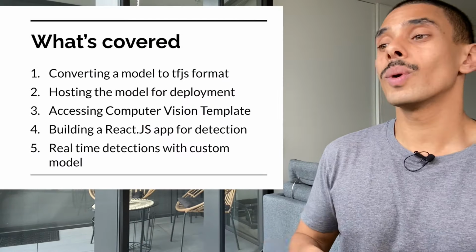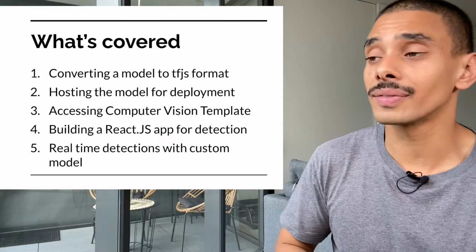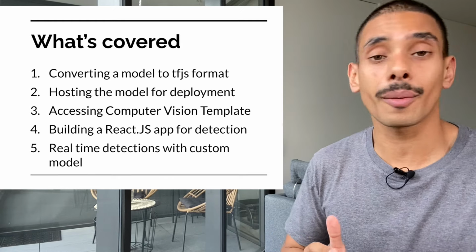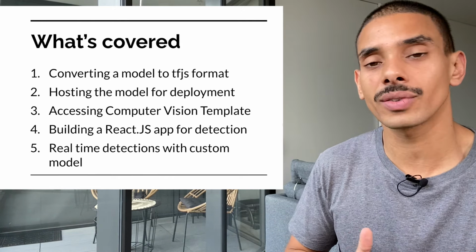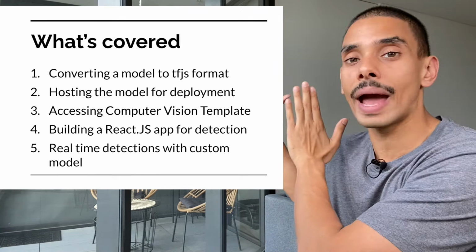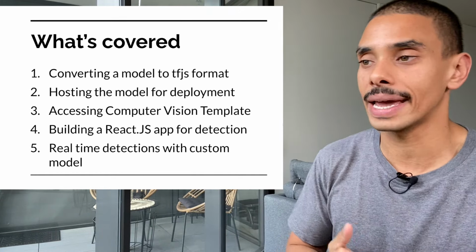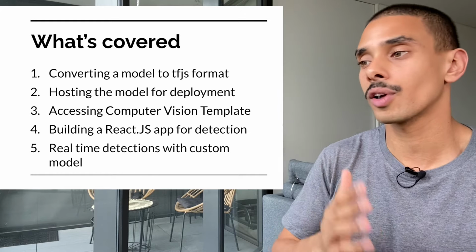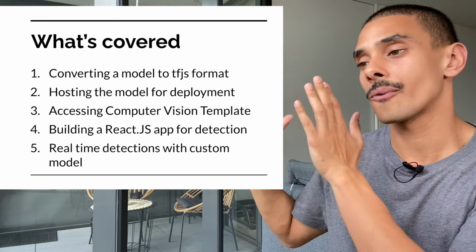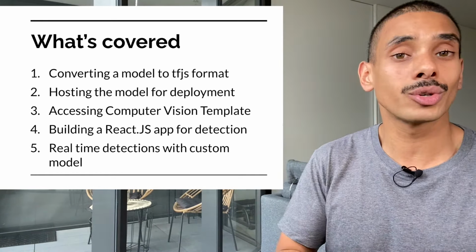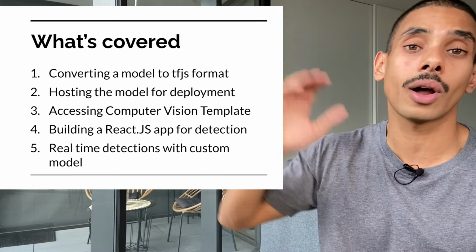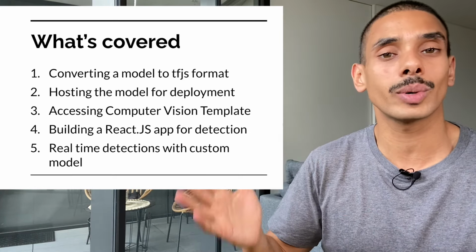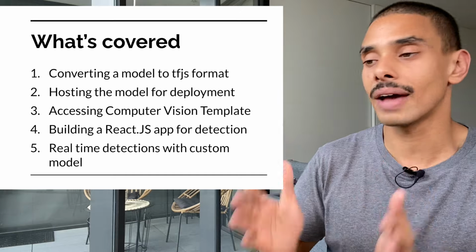Now, in this video, we're going to be covering a bunch of stuff. So we're going to go from end to end, from exporting our pre-trained TensorFlow model to integrating it into a full-blown React.JS app. So the first thing that we're going to do is convert our pre-trained TensorFlow model into a TF.JS friendly format. Then what we're going to do is take that same model and host it on cloud object storage. So this is going to allow us to work with it inside of our application.